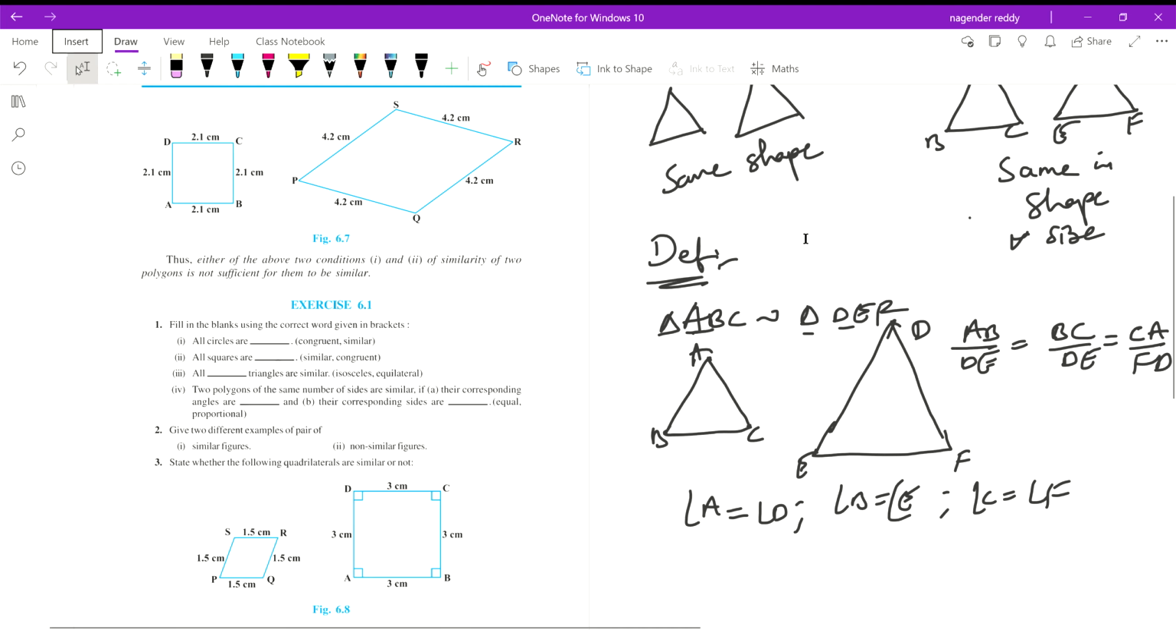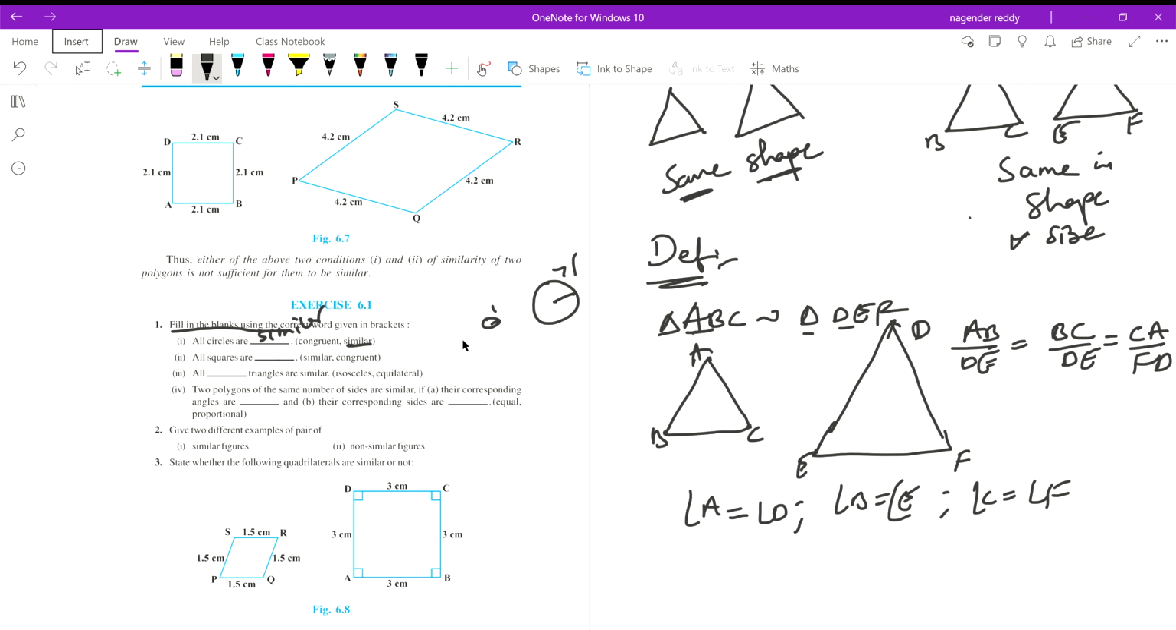Let us discuss the first exercise of chapter number 6, that is 6.1. Fill in the blanks using the correct word given in the brackets. All circles are either congruent or similar. Similar, because when one circle is smaller and another is big, whatever it may be, they are the same in shape, not in size. Suppose the radius of this one is 1, obviously the other one is more than 1. So they are the same in shape, not in size. Therefore, we go for similar.